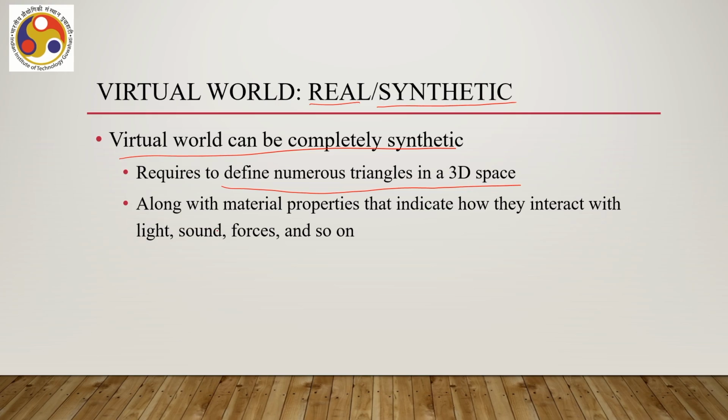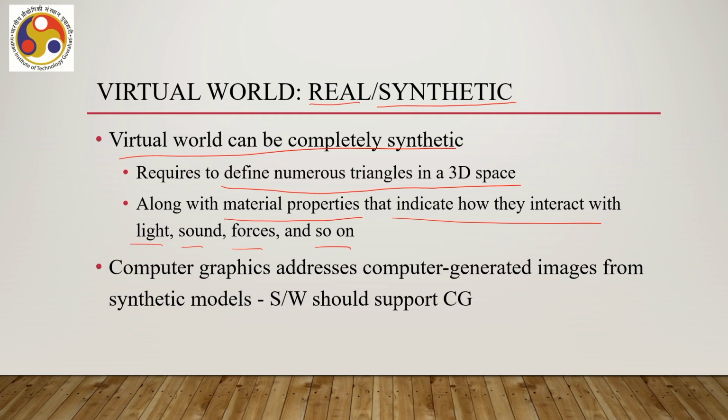And not only that, along with that we need to maintain material properties that indicate how they interact with light, sound, forces and so on. So, the physical properties of the surfaces we also need to maintain. Now, these are typical problems in computer graphics. Computer graphics addresses computer-generated images from synthetic models, and the software that is meant to help the developer build an application should support computer graphics operations. So, that is the first requirement.